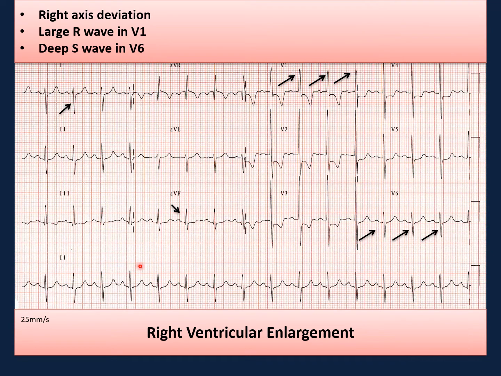This is a regular rhythm. If we look at the heart rate, we have 3.1 large squares, so 300 divided by 3.1. The heart rate here is 96 beats per minute approximately. Then if you look at the axis here, the QRS complex is negative in lead 1 and positive in aVF. This is right axis deviation. Then if you look at the R to S ratio, the R is large in V1 and the S is deep in V6. This is right ventricular enlargement.